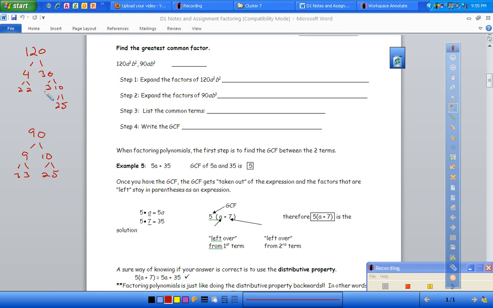Now I have to go through and see which of these they share together. Well, they both share a 2, they both share a 5, and they both share a 3. The only thing left in the 90 is the other 3, and there are no other 3s up here to share with the 120. So the only factors they share are 3 times 2 times 5, which is 6 times 5, and that all equals 30.